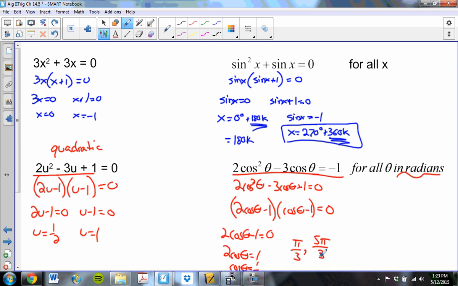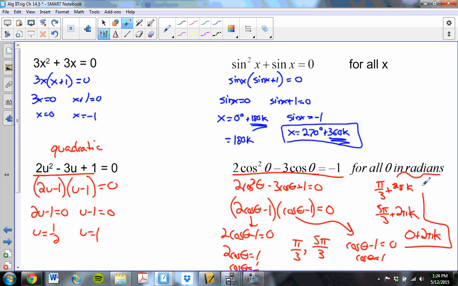Now the period of this function is 360. So I really want to have both of these be plus 360k, which is 2 pi. My period is 2 pi. And that was just me solving this one. Now I've got to solve this one. I want cosine theta minus 1 to equal 0, which means that cosine theta equals 1. And cosine theta equals 1 only at 0 degrees, or 0 radians. So that's 0 plus 2 pi k. In this case, this is every single possible solution that would solve this equation.